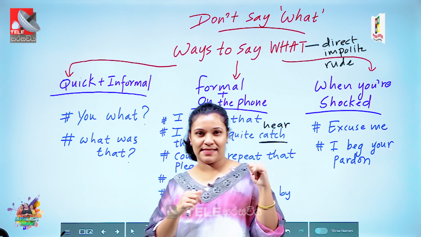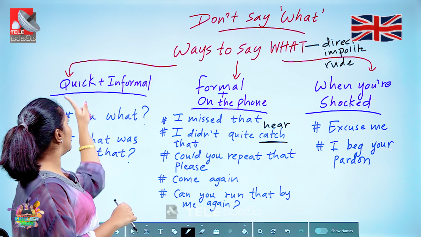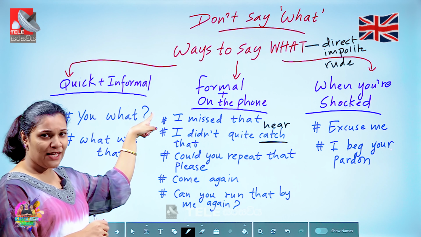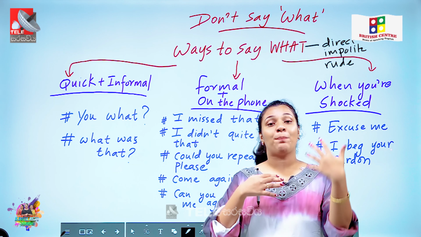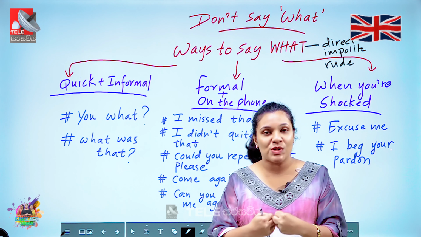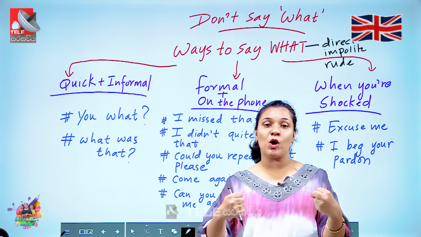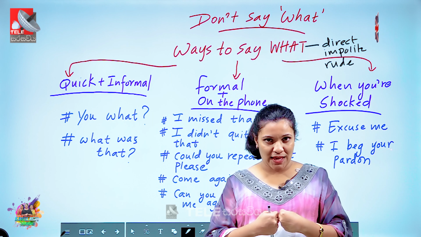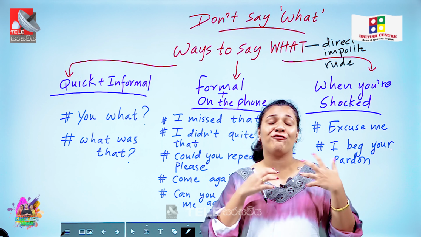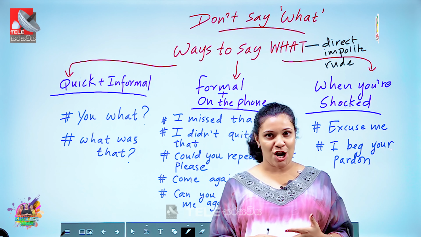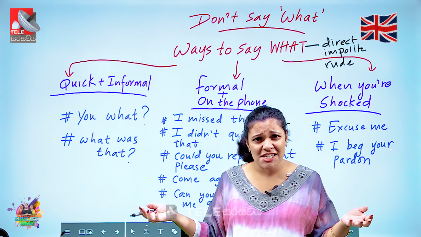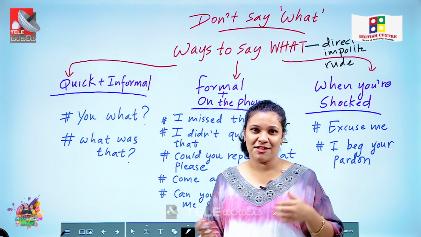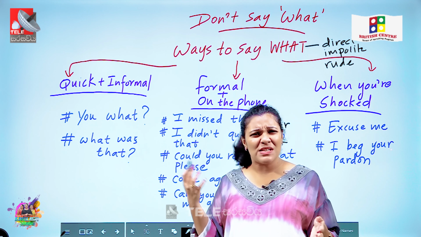Let's go to a quick summary. The first one, that is quick and informal. Okay, do remember, you use these two expressions with the people whom you're really close with, people whom you really trust. Okay, with the people whom you're really close with, your friends or it could be your family, right? Repeat with me. You what? You what? Okay, second one, what was that?